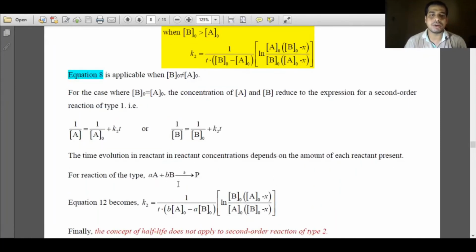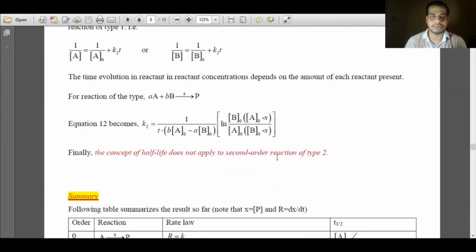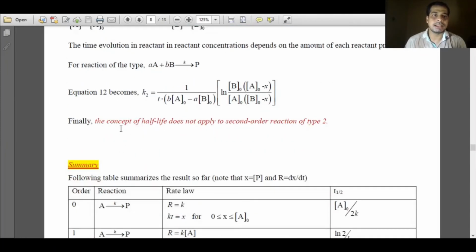Now we will discuss one more condition. Suppose A and B are not present in simple form, but are associated with stoichiometric coefficients a and b, and they give rise to product P in a second order reaction. So what will be the expression? The expression will almost be the same as equation 8, but the denominators will be associated with those stoichiometric coefficients. That is the only change we have to take care of. Finally, the concept of half-life does not apply to a second order reaction of type 2, because there are two reactants, so we cannot apply the half-life concept to this type 2 second order reaction.